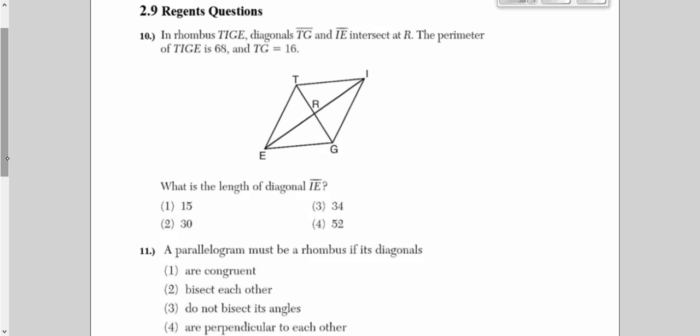And I would definitely label these. So let's see, the perimeter is 68. It's a rhombus, okay? Perimeter 68 and TG is 16. What would that mean about TR and GR if TG is 16? They're 8 and 8, right? Because it's a parallelogram, they bisect each other, right? So this would be 8, and that would be 8.